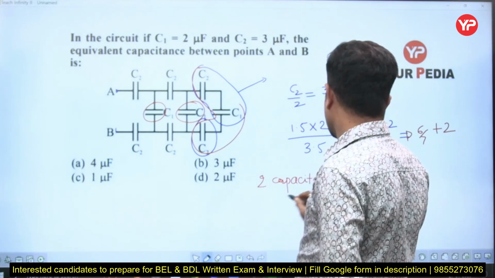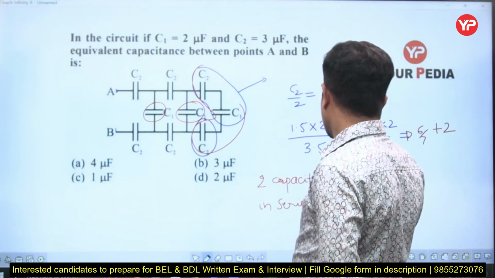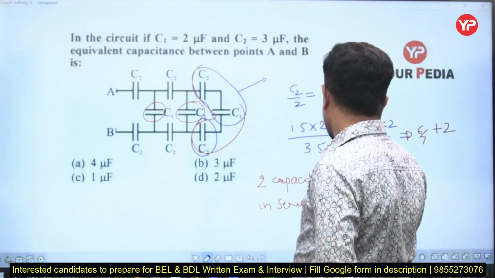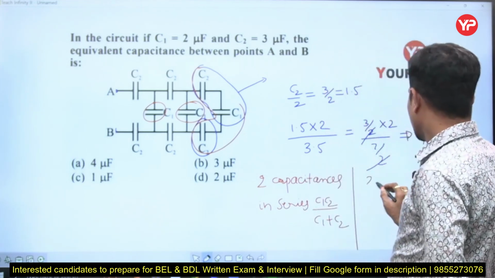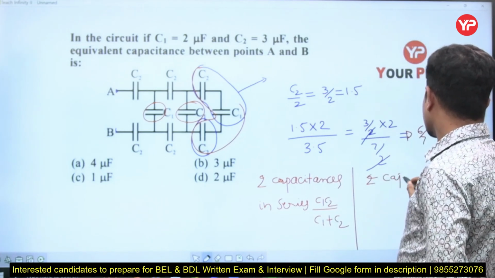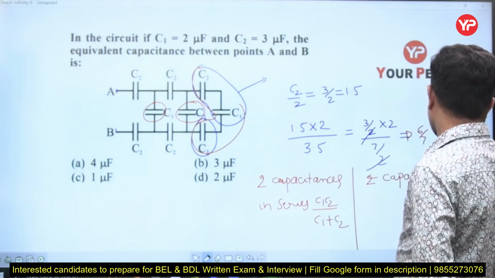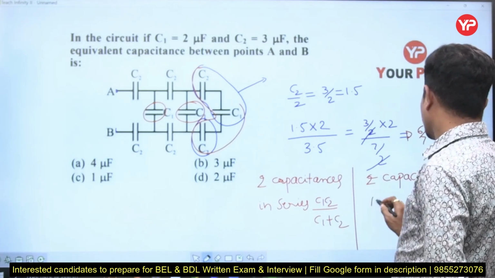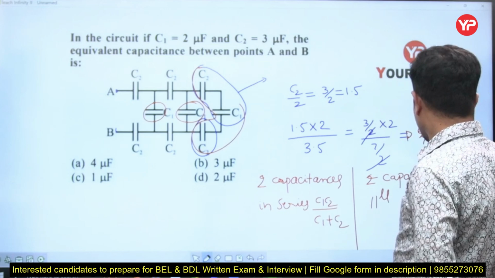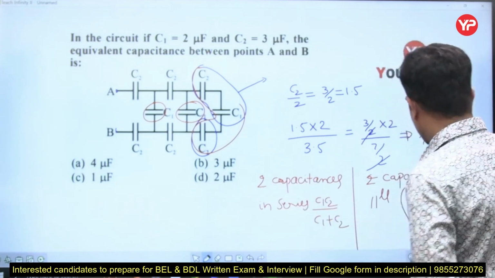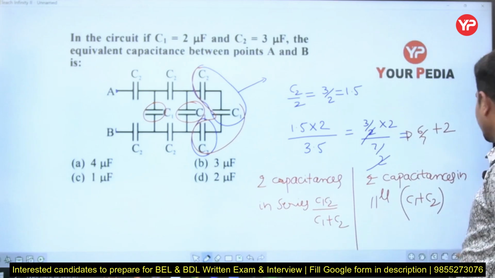2 capacitances in series, right? C1 C2 by C1 plus C2. Next, two capacitances in parallel, that is C1 plus C2. Apply these formulas, you will get the answer. Everything I have given, just the calculation part I left to you.